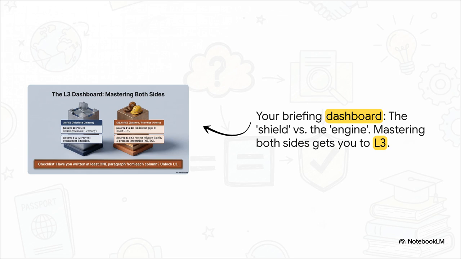Okay, let's hit pause for a second and check out your briefing dashboard. On one side, you have the agree arguments, protecting services, preventing tension. That's the shield. On the other side, the disagree arguments, boosting the economy, protecting migrant dignity. That's the engine. A successful briefing and a level 3 answer means you absolutely have to present at least 1 point from each of these columns. You've got to show both sides.